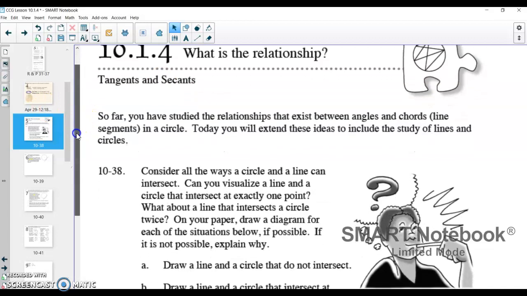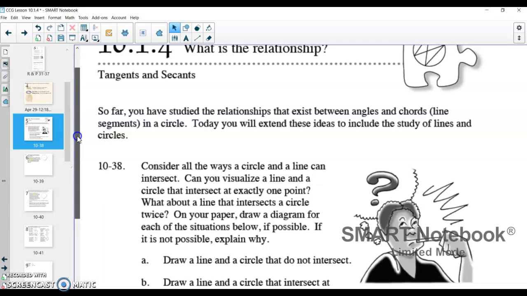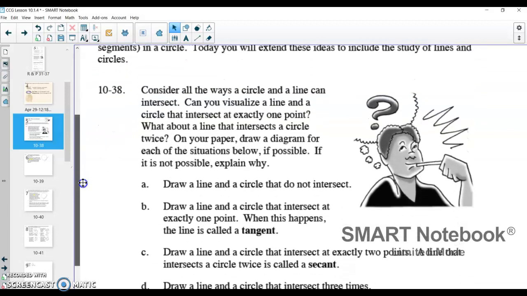So far we have studied the relationship that exists between angles and chords in your circle. We're going to go a little bit further here today. So consider all the ways a circle and a line can intersect. Can you visualize a line and a circle that intersect at exactly one point? What about it intersecting twice?